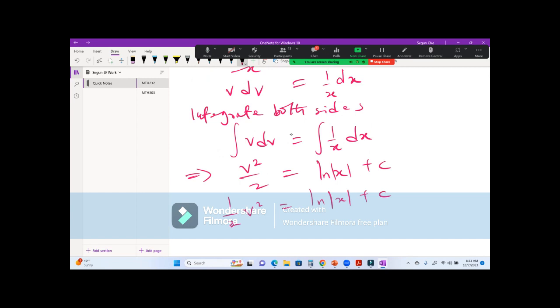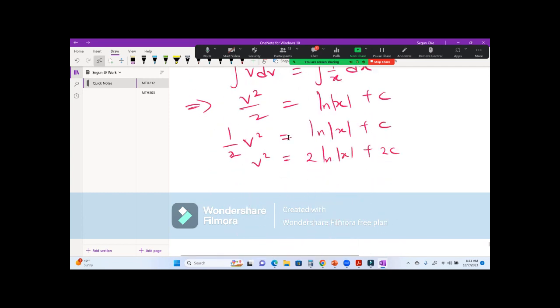But if you multiply through by 2, what do you have? You have v squared equals 2 ln x plus 2c. 2c is still c, right? Remember, like I always tell you, a constant is still a constant, no matter where you are bringing it from. So v squared equals 2 ln absolute value of x plus c.